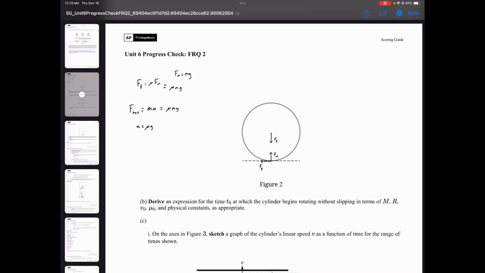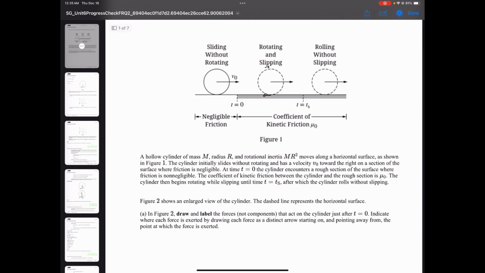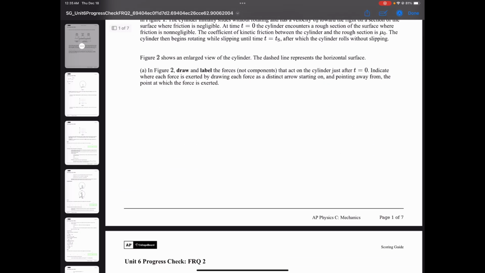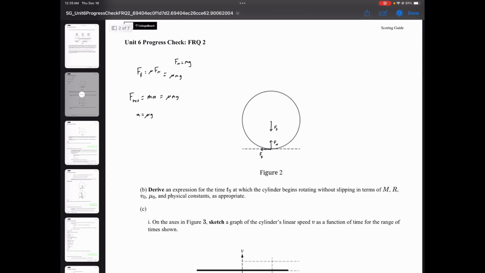But we need to solve for the time it takes to start rotating without slipping. In the middle region, it is slipping and rotating, and it takes some time until it rolls without slipping. So I'm going to write an expression for the acceleration in terms of time that relates it to v naught. The expression we'll use is the first kinematic equation. If I have some initial velocity and I'm accelerating, my final velocity is going to equal my initial velocity plus a times t.